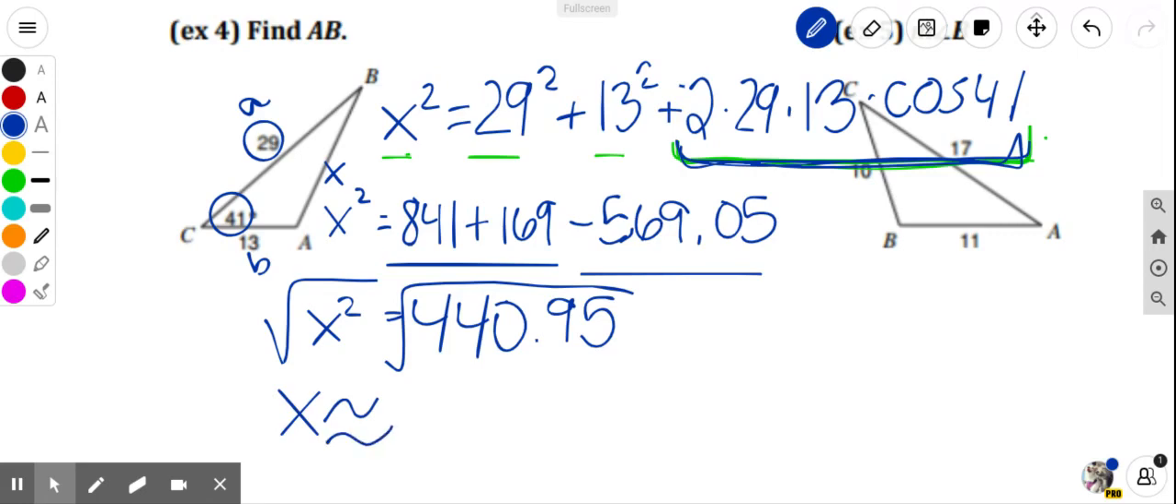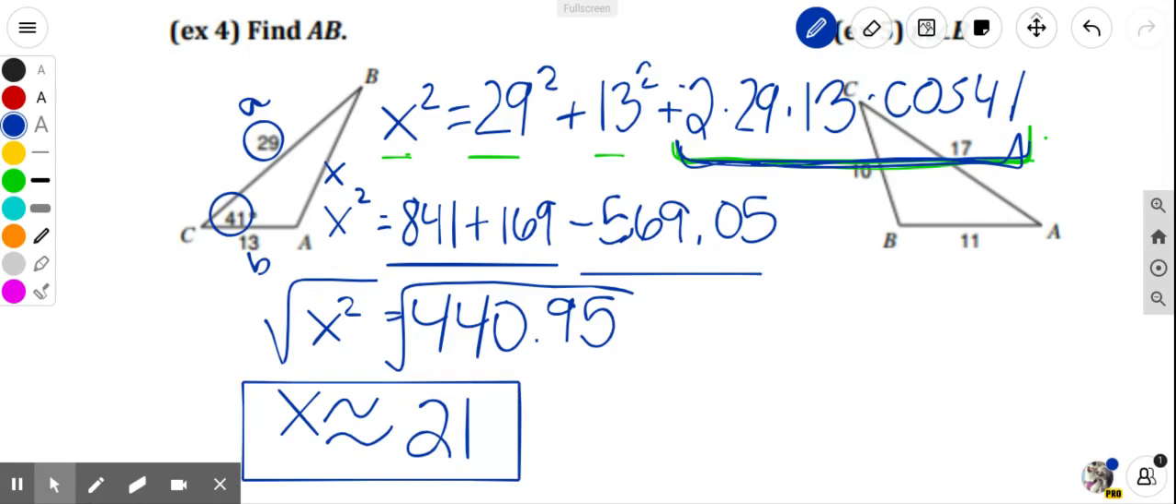Okay, so now the square root of 440.95 is 20.9988. So I think we're safe to say that's 21. Okay, so a little bit trickier. So you just want to plug it all in and be really, really careful with your algebra. You want to make sure that you're doing order of operations properly.